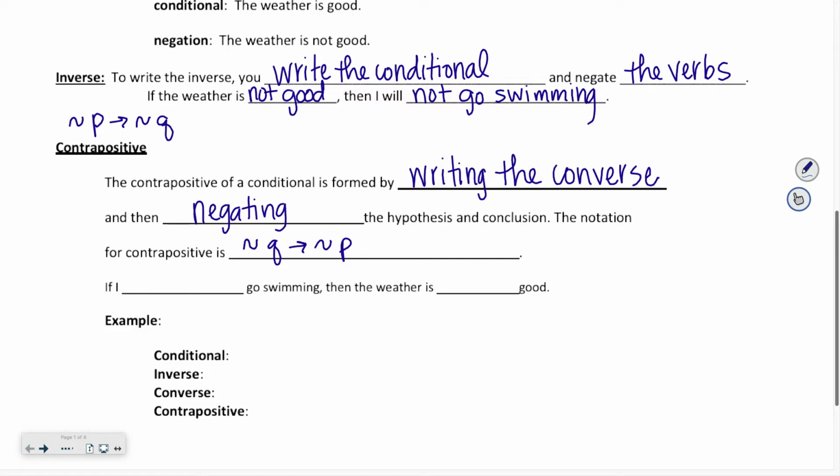So, if I don't go swimming, then the weather is not good.